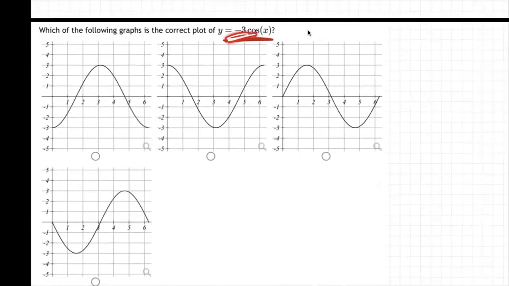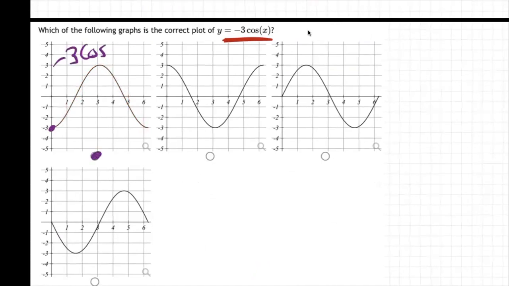Okay, so getting back to the problem then. Which one of these is -3 cosine? Let's go through them. This one is a U turned upside down. So that's cosine. And it starts at -3, so that's actually our answer right there, -3 cosine.